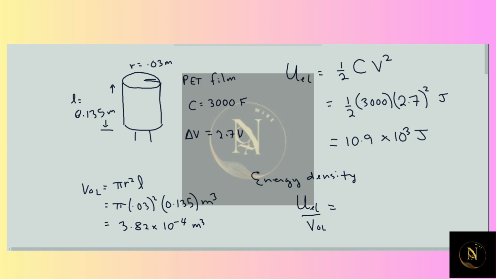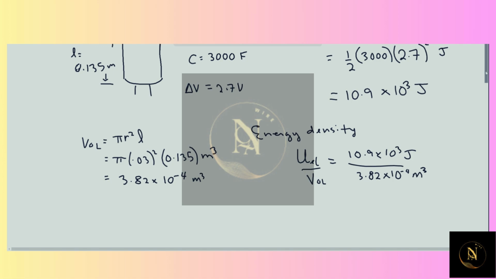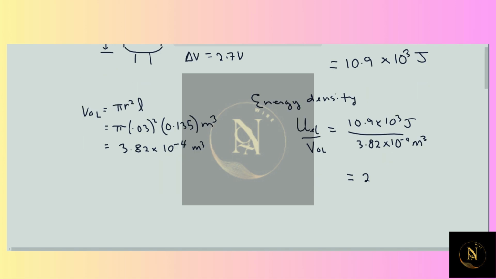Now finding the energy density. The energy we just found divided by the volume of the cylinder gives us quite a bit of energy density, of the order of 28 megajoules per cubic meter. I will write mega as 10 to the 6th. Does that seem reasonable? Let's figure that out.